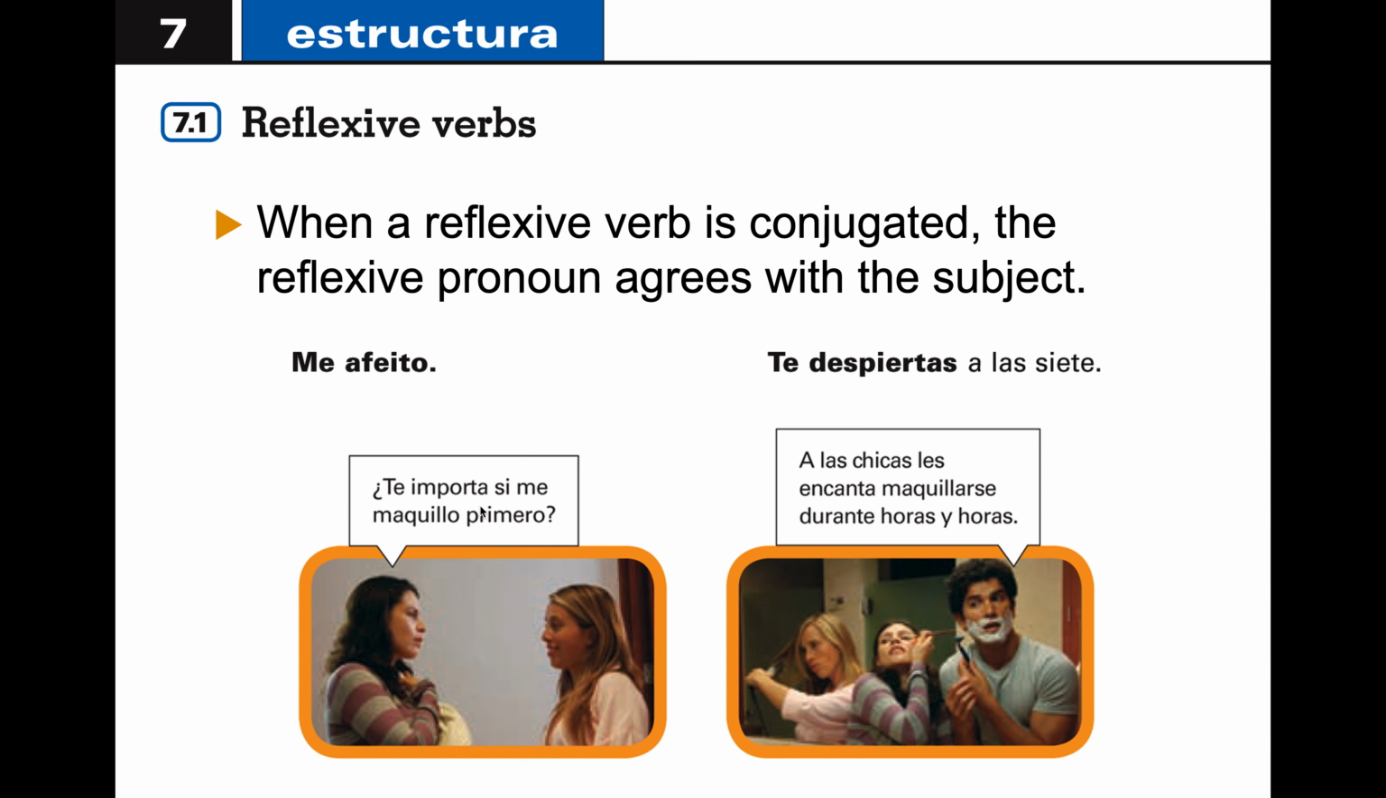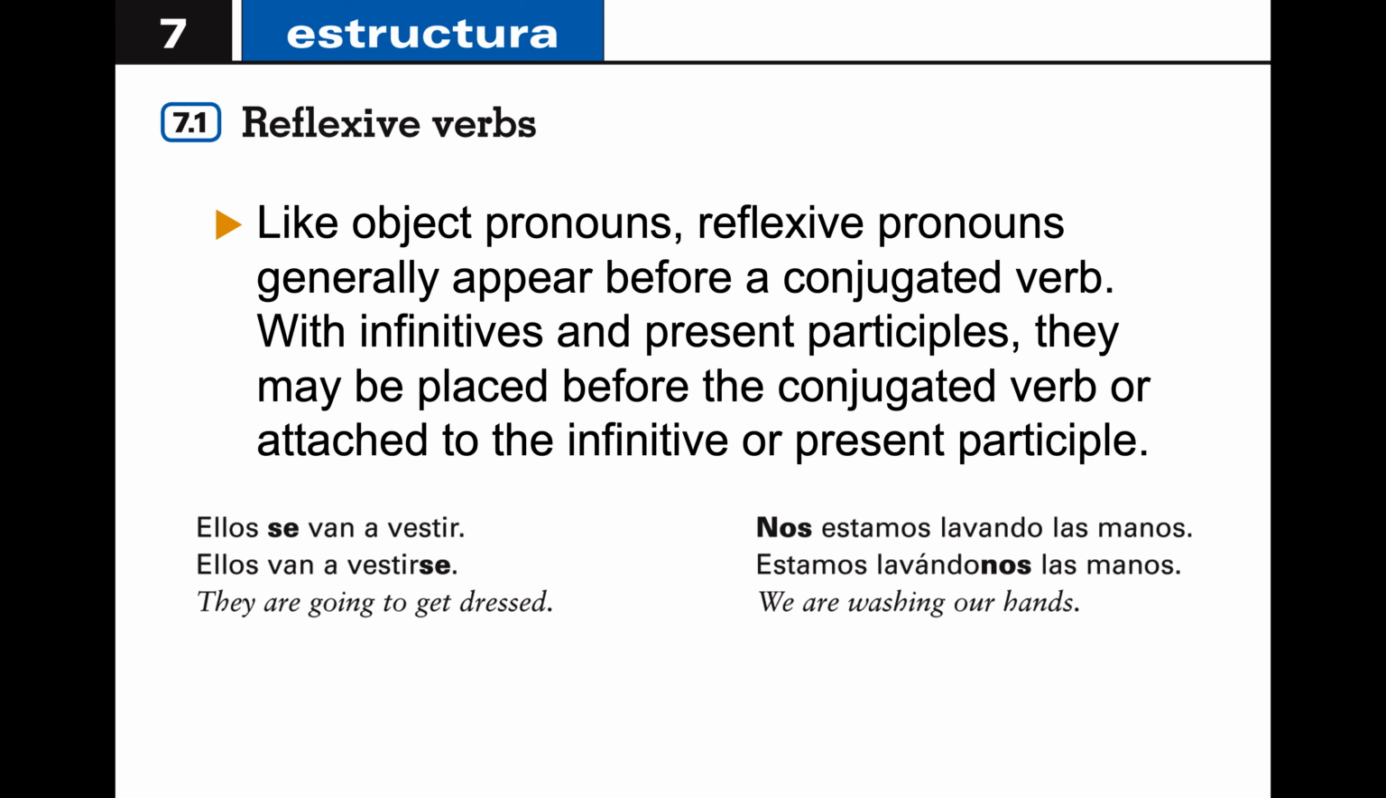But in the first sentence, the te importa, I don't have an infinitive form there. The te is reflecting the verb importa back, and then we have me maquillo primero, which is a secondary reflexive that's happening there. Similar to object pronouns, reflexive pronouns generally appear before the conjugated verb except with the infinitive form. With infinitives and present participles, they can be placed before the conjugated verb or attached to it.